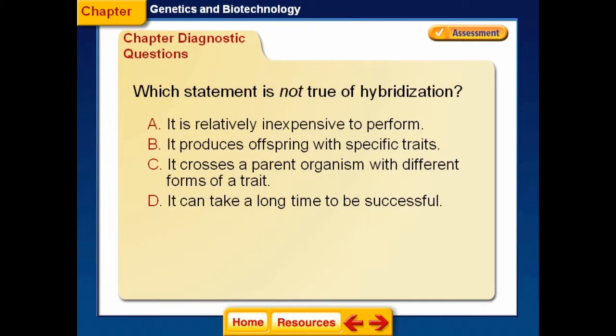Which statement is not true of hybridization? A, it is relatively inexpensive to perform. B, it produces offspring with specific traits. C, it crosses a parent organism with the different forms of a trait. Or D, it can take a long time to be successful. The answer is A, it is relatively inexpensive to perform.